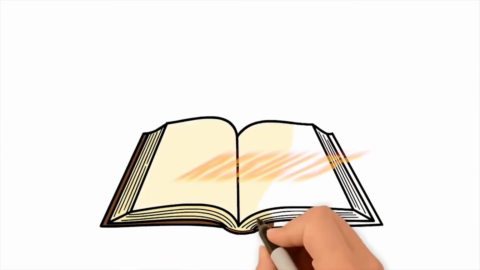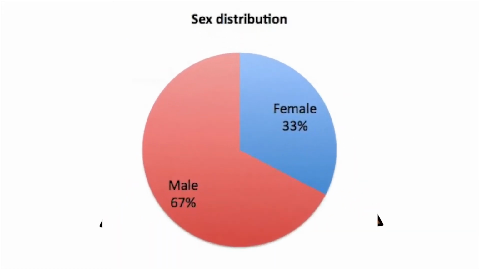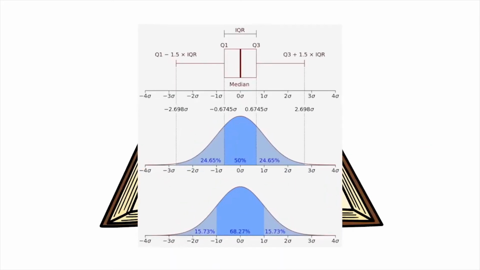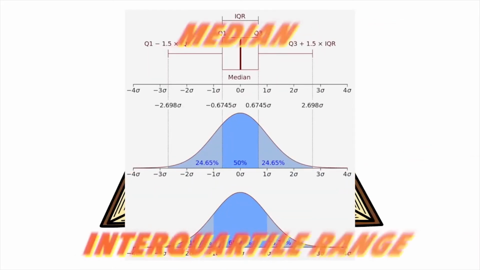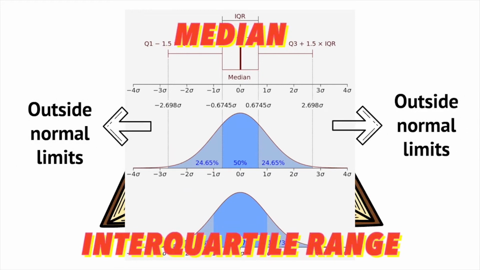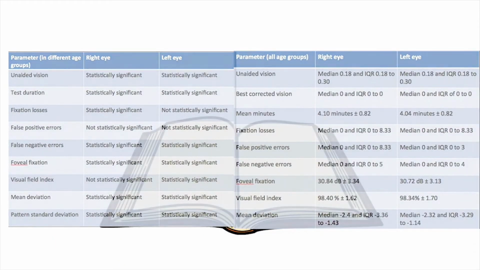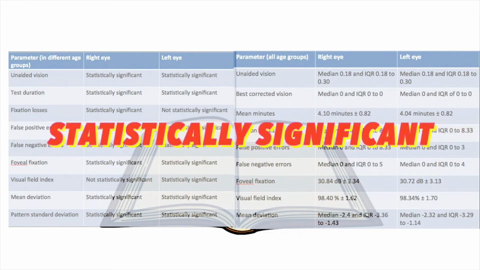The biostatistician gave us results including age distribution, sex distribution, and for each variable and each decade, we got a median and an interquartile range. Any value outside the interquartile range was then considered to be abnormal later. Also, most of our results turned out to be statistically significant.